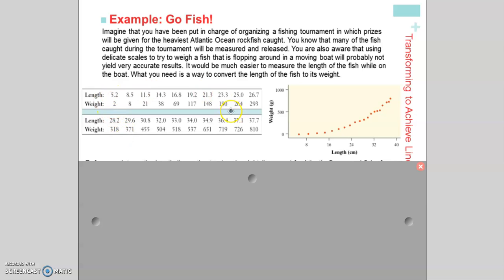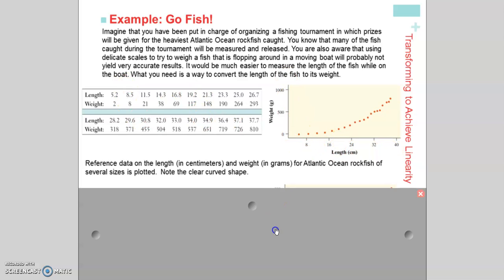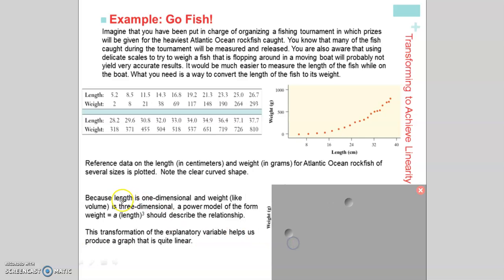So here's data collected for several rockfish of their lengths and weights. Now, if you plot the lengths compared to the weights, you will notice there's a curved relationship, clearly. So here's what we're going to do. Length is a one-dimensional measurement, and weight, much like volume, is a three-dimensional measurement. So we're going to use a power model that is weight equals a times length cubed.